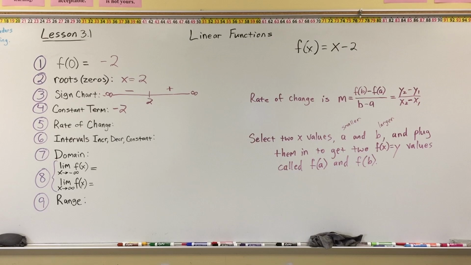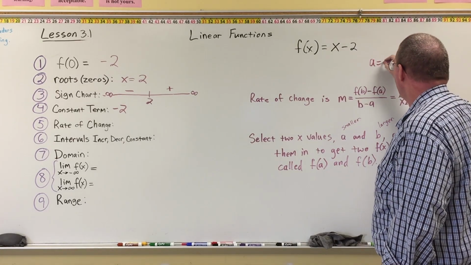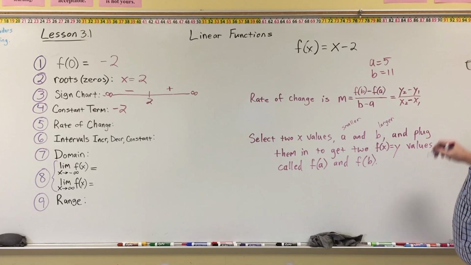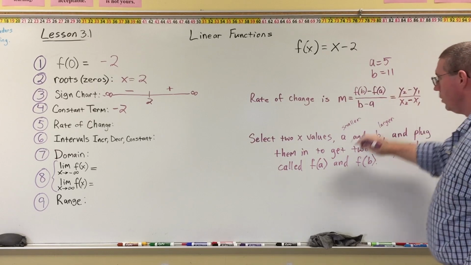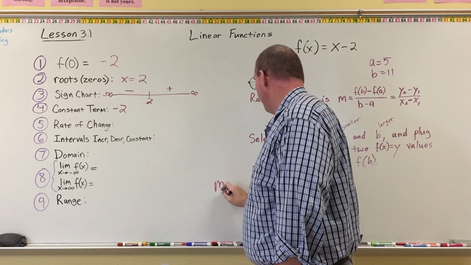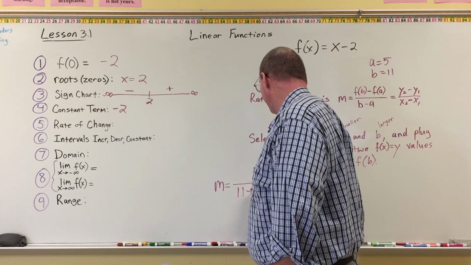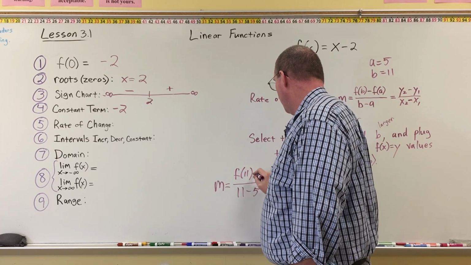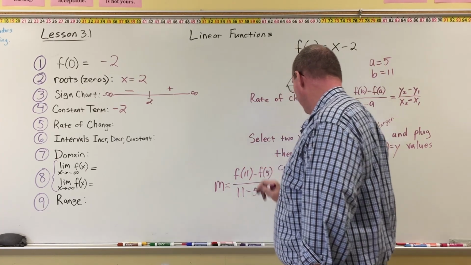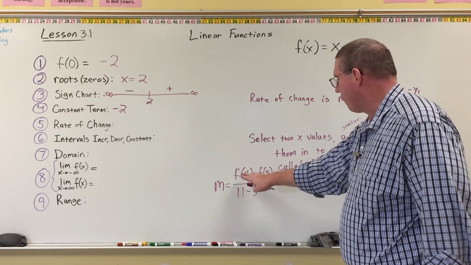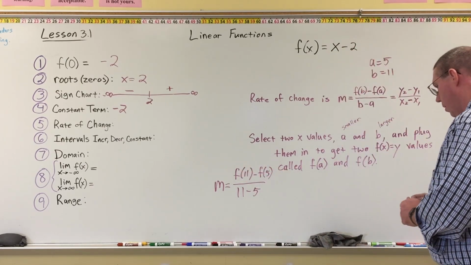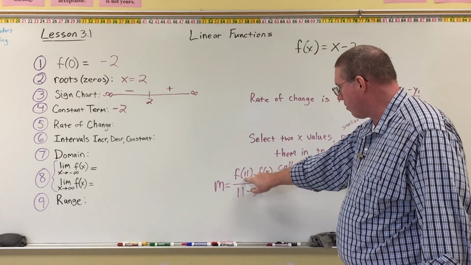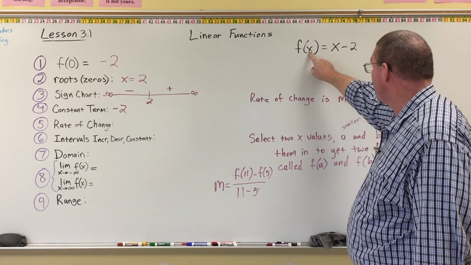So we said previously, let a equal 5 and let b equal 11. Okay. So what we're going to have here is our formula for the rate of change: m is equal to, well, we know it's going to be 11 minus 5 on the bottom. On the top, it's going to be f of 11 minus f of 5, okay? And so we have to find out what is f of 11 and what is f of 5. Well, we find that by plugging in. We put an 11 in for x in the f of x. So we put an 11 here.